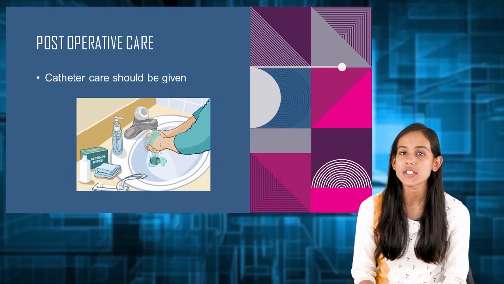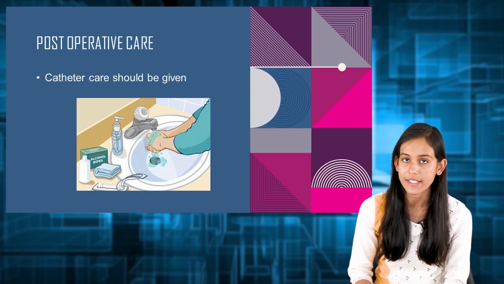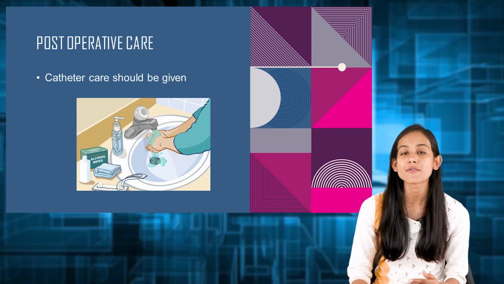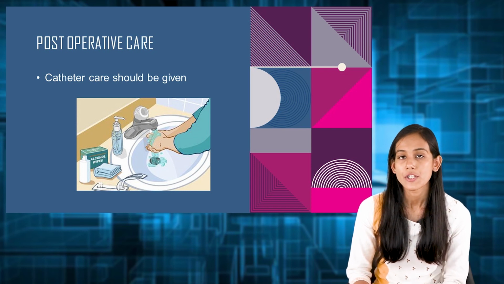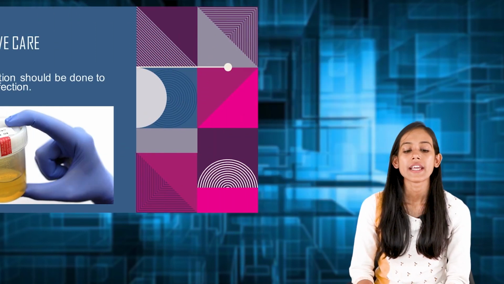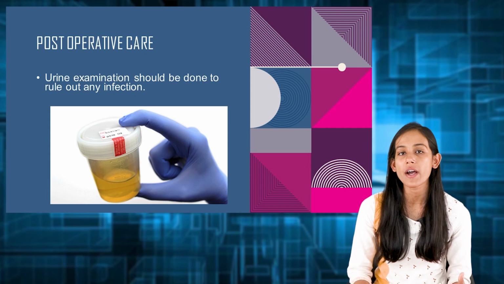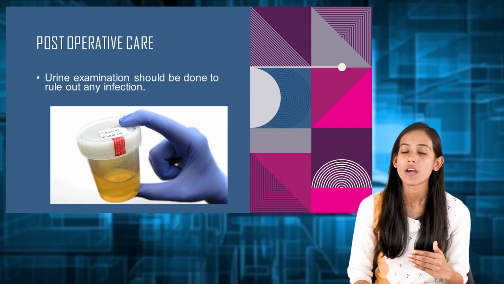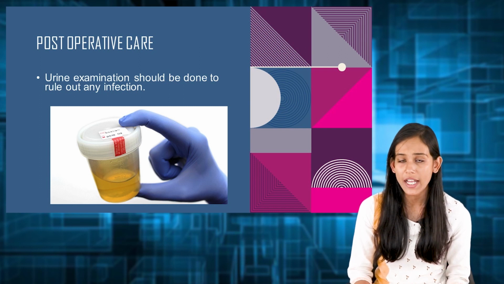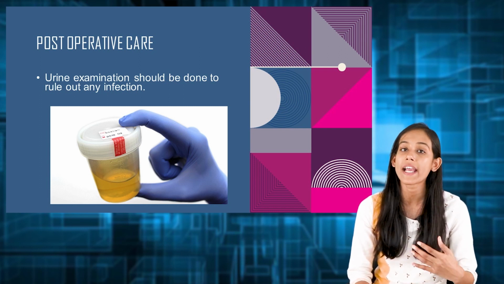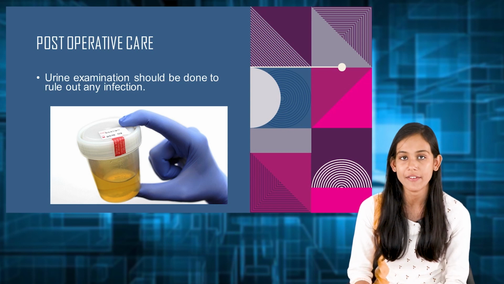And then, I also mentioned that a catheter would be inserted, right? So when there is a catheter, you have to make sure you provide proper catheter care, so that you prevent infection. And apart from catheter care, you also have to make sure there is no presence of infection. For that, you have to do urine analysis, which would help you rule out any infection.